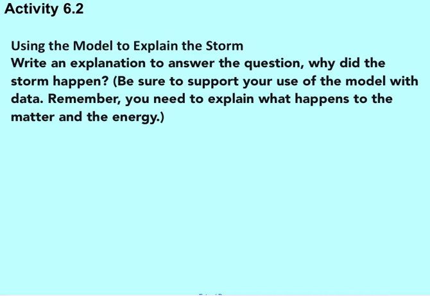So in 6.1, we looked at just data. Back in activity 4, we used a model. Now we're going to bring them together. Write an explanation to answer the question, why did the storm happen? Be sure to support your use of the model with the data.